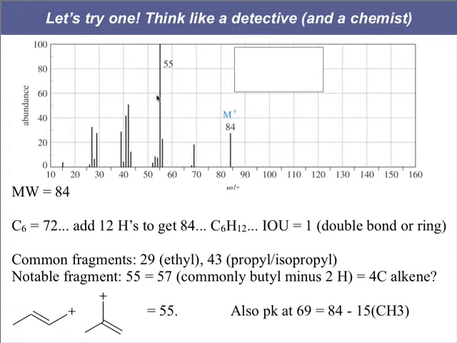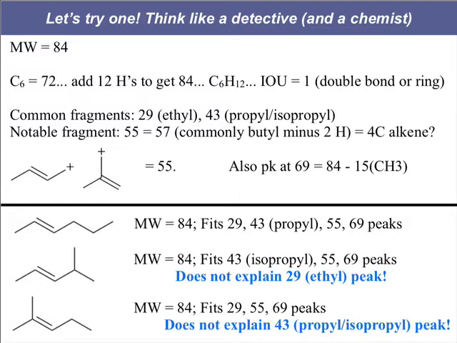We also need some fragmentation pattern that gives us a 43, either as a propyl or isopropyl, and another fragment that gives us 29 or 27, which would be ethyl. So here are some thoughts. Here's 6 carbons: 1, 2, 3, 4, 5, 6. We've got our double bond. That double bond gives us a molecular weight of 84.